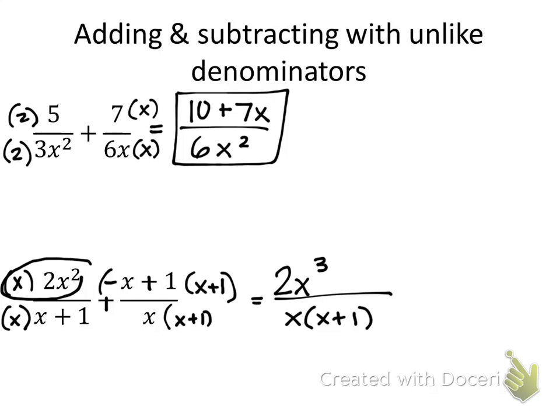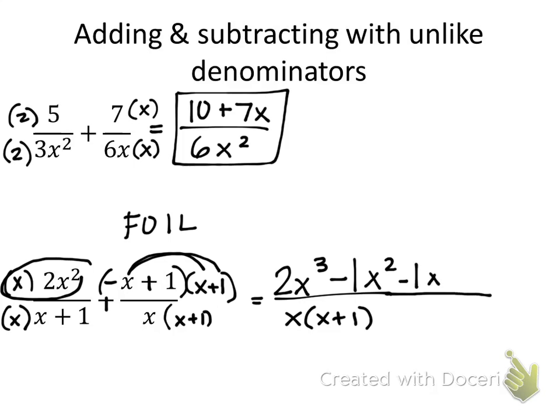Now, how am I going to multiply these two terms together? What method am I going to use? I could do distributive, but what's the name for it that we use when I have four terms? FOIL. So, first, negative x times x is negative 1x squared. Outer, negative x times 1 is negative 1x. Inner, 1 times x is 1x. And last, 1 times 1 is 1.